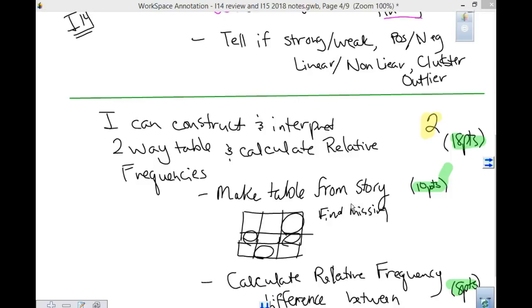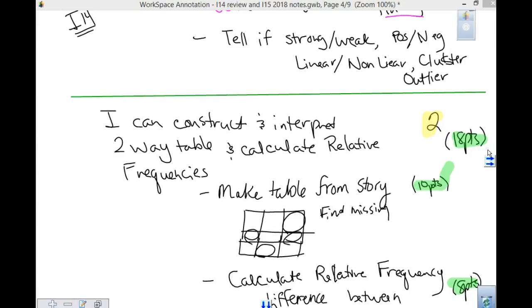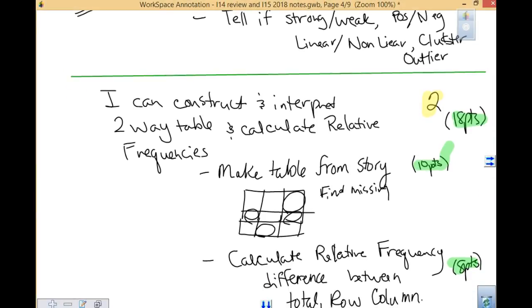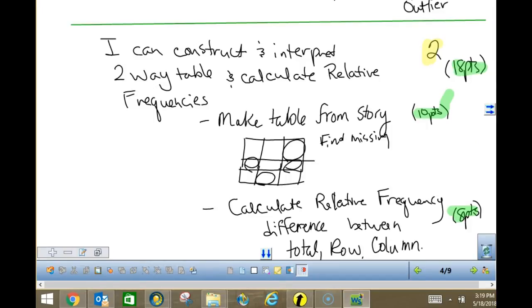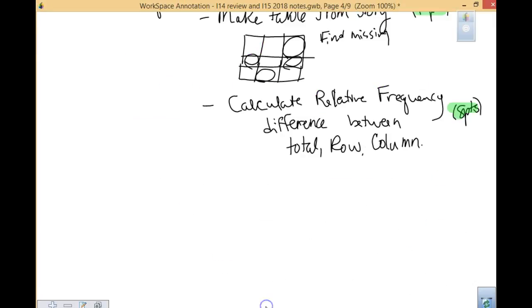So when you think about the ones that are on the review, I ask you to make a two-way table, and then sometimes I give you a couple numbers in it and ask you to fill it in. The last thing you have to do is calculate relative frequencies. When we are calculating with relative frequencies, you might be asked to do it by the total, by the row, or by the column. And again, those are going to be where you get all your points.